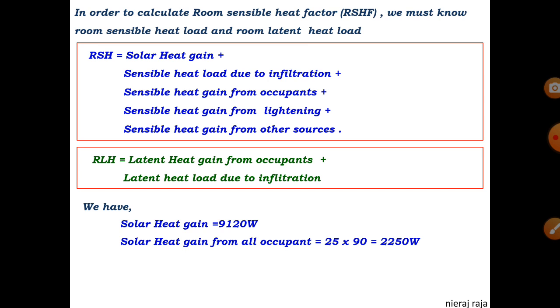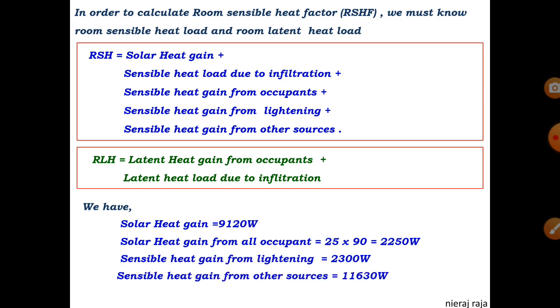One occupant releases 90 watt. Such 25 occupants are in the room, so 25 multiplied by 90 is 2250 watt. This is the sensible heat gain from occupants. Then sensible heat gain from lighting is 2300 watt. Sensible heat gain from other sources is 11630 watt. And in terms of latent heat, the latent heat gain from all occupants is 25 into 105, 2625 watt.